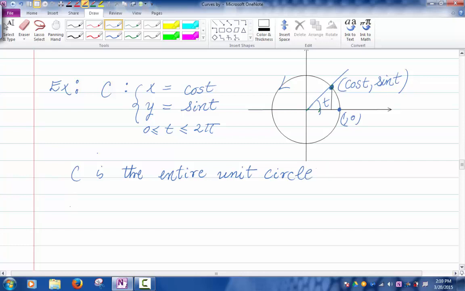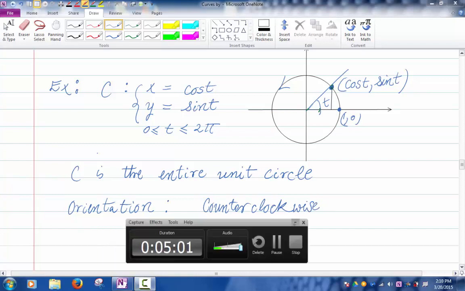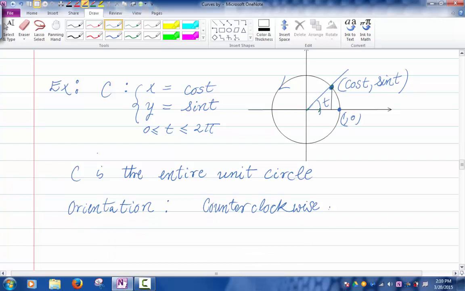And what's the orientation? Clearly, is this circle being traced clockwise or counterclockwise? Counterclockwise. Is everybody okay with that? So in this case, I didn't have to do all that calculus analysis because it just follows from the very definition of sine and cosine.